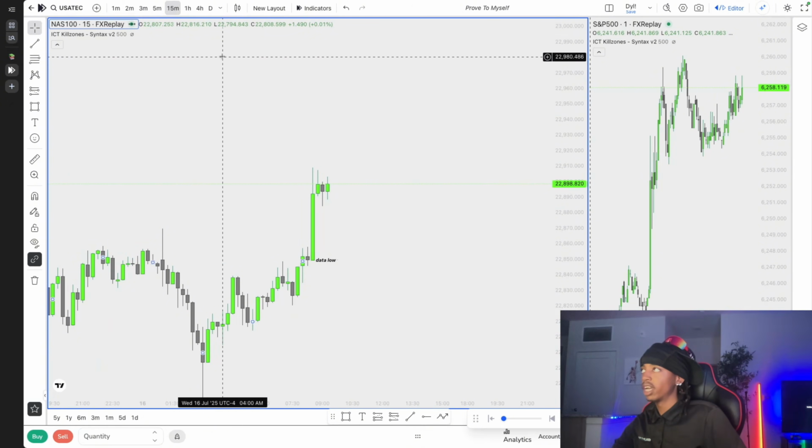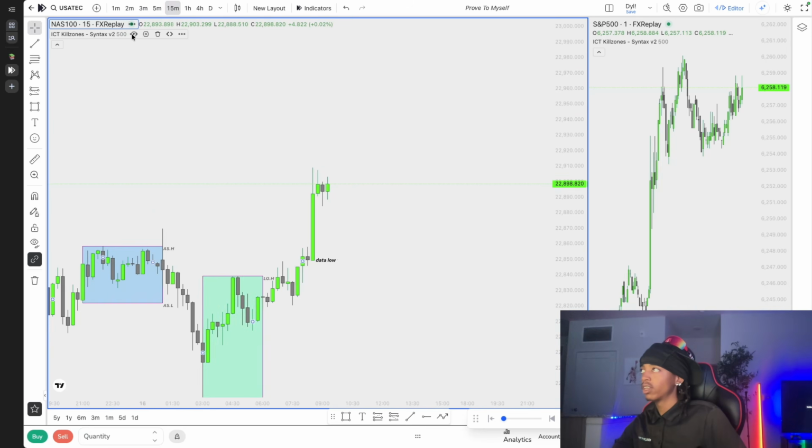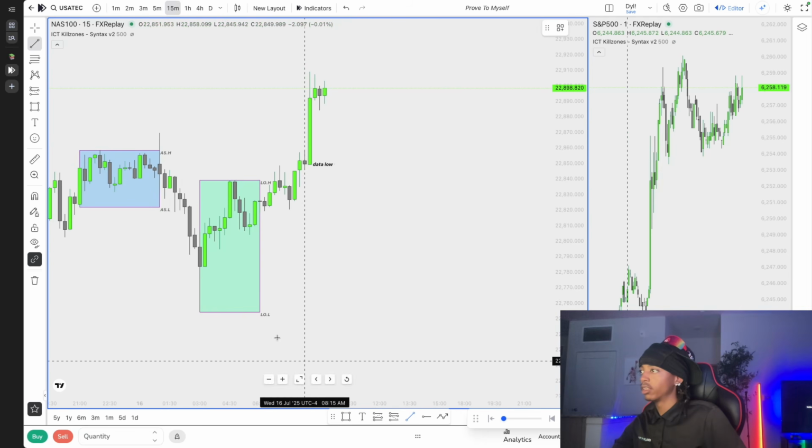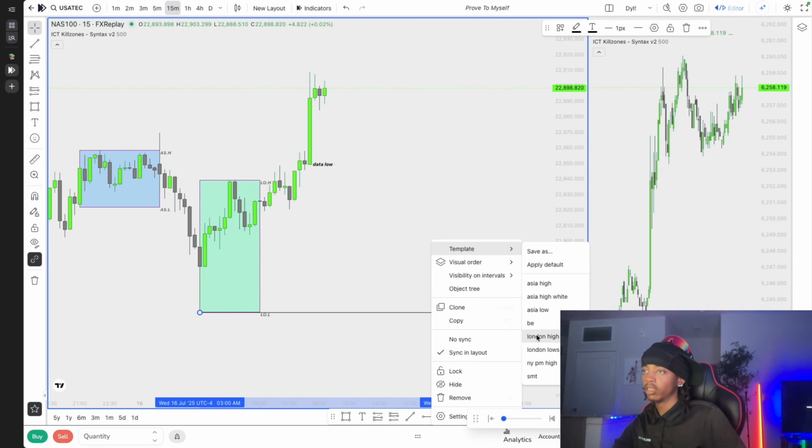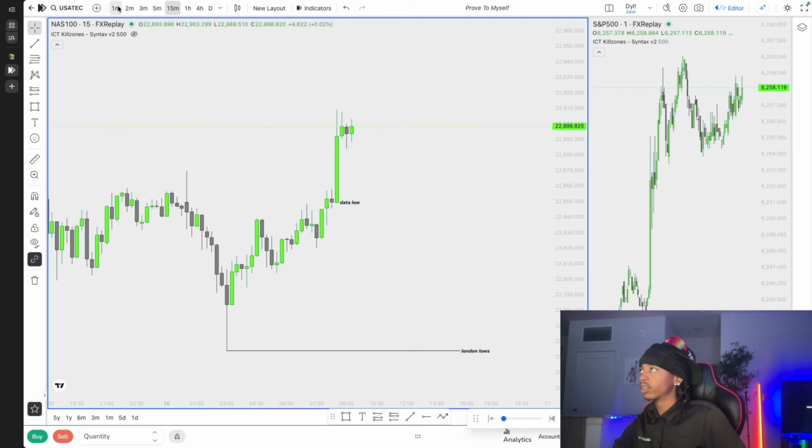So we'll just see how we play off of open. Not gonna mark anything else. If we have session highs and session lows, maybe London lows right here. So I'll mark this London low out just like that. Boom, template, London lows. And then I'll turn this off, scale back down to the 1 minute.